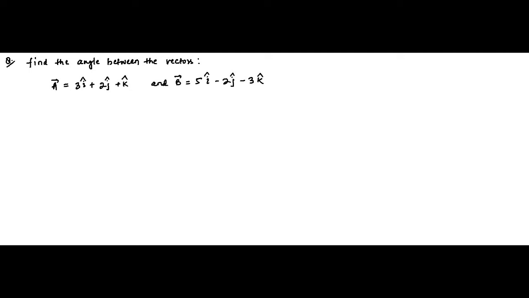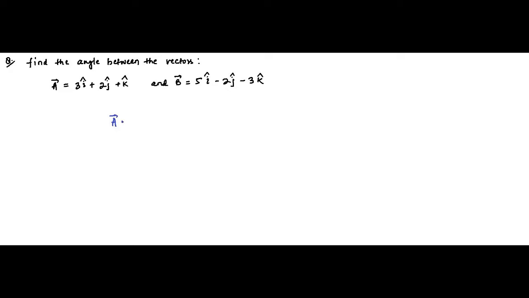Hello friends, so here is another question, and it has been asked to find the angle between the vectors A vector, which is expressed as 3i cap plus 2j cap plus k cap, and B vector, which is expressed as 5i cap minus 2j cap minus 3k cap. Again here we have to use the basic definition of dot product.